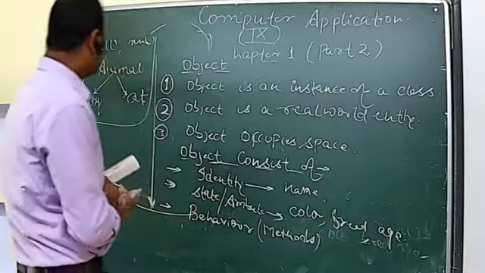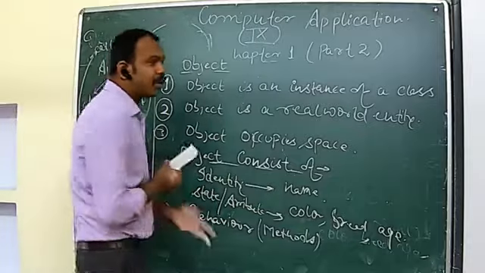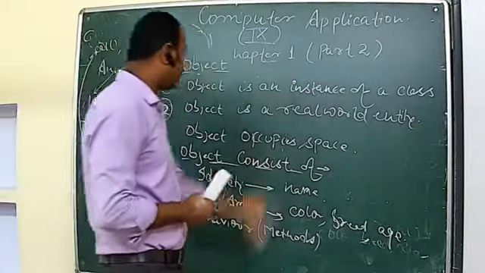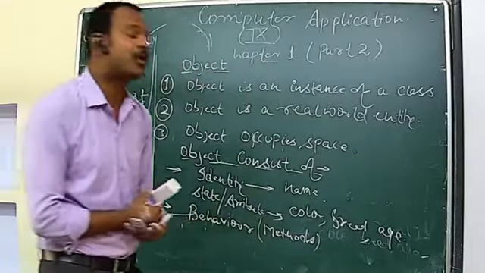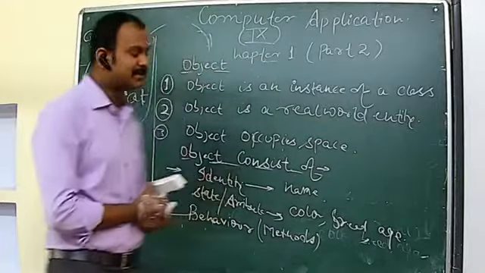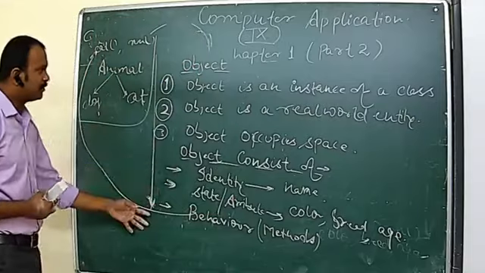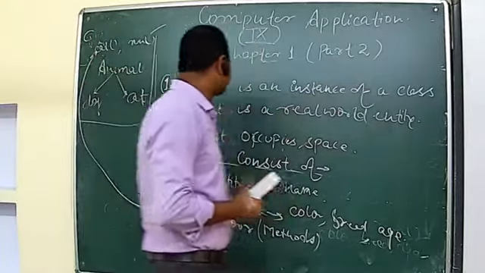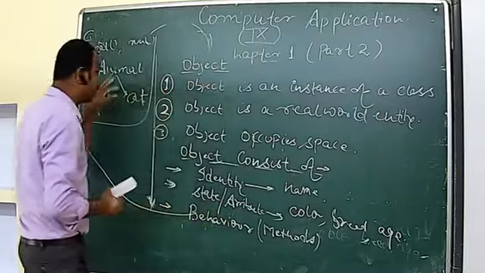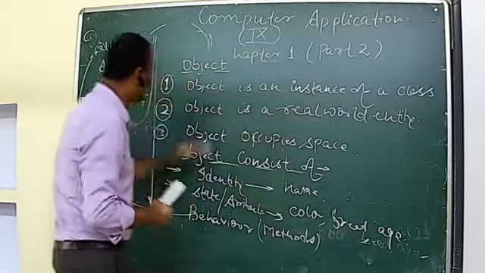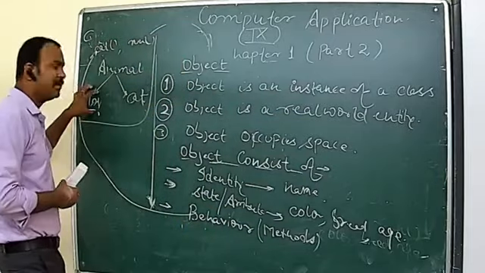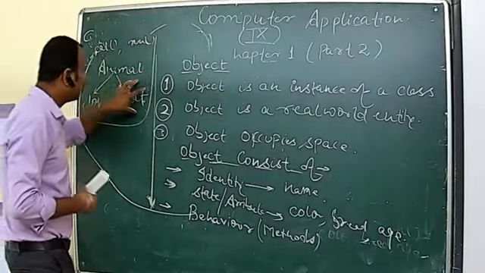Right now I will not tell you how to create an object in Java, but for the conceptual things, for understanding the basics of object and class, you can just note down this one. Object is an instance of a class. Since it is a part of class, we can say it is an instance of a class.